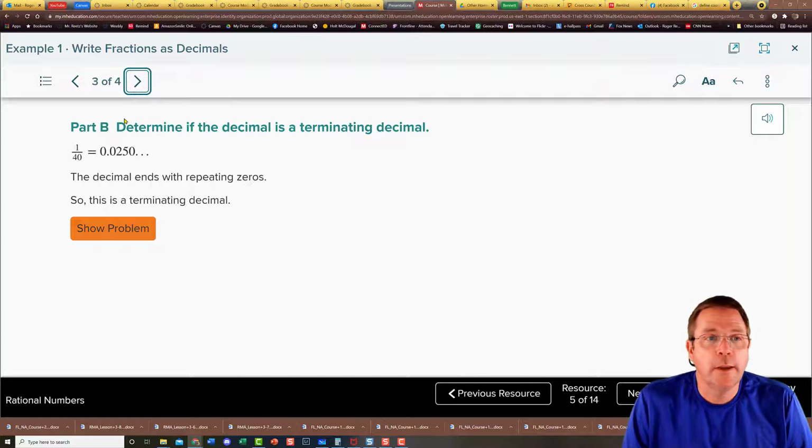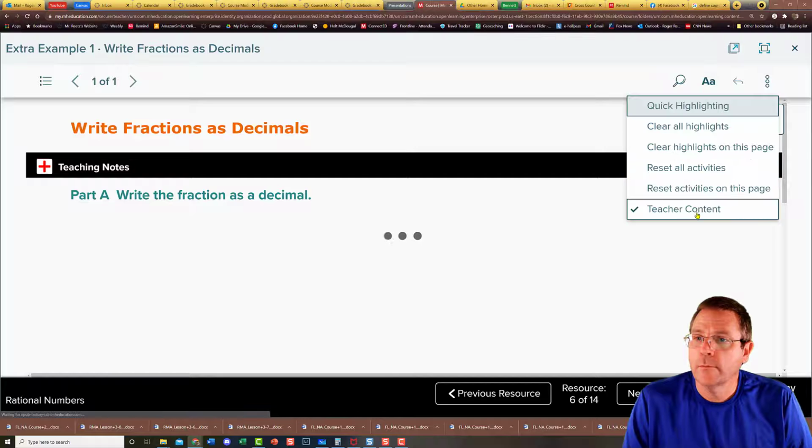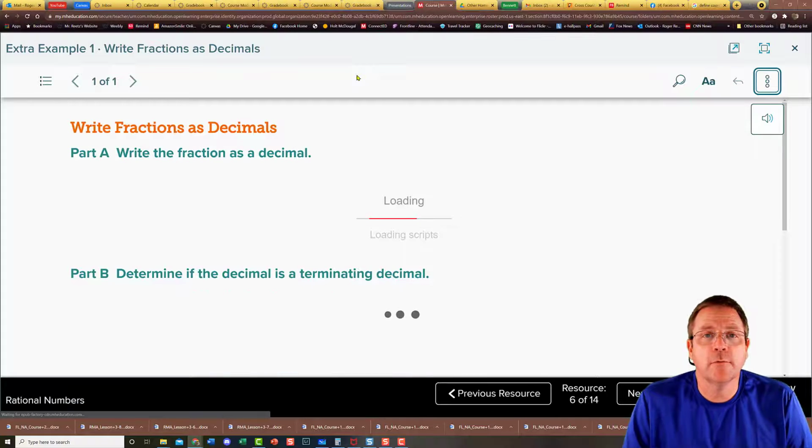On part B, it says determine if the decimal is a terminating decimal. Well, you reach the point that all you have is zeros repeating, and since you have zeros repeating, it is a terminating decimal because we don't really count those zeros. Now it's going to be your turn. Pause the video and work this problem on your own. See if you can get it right.